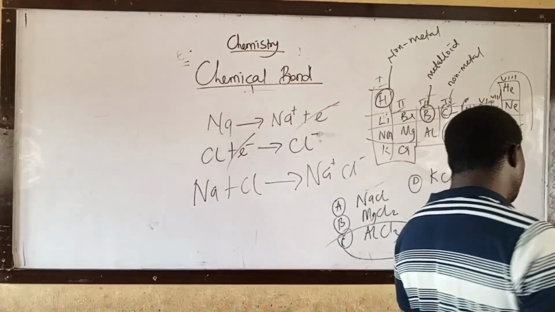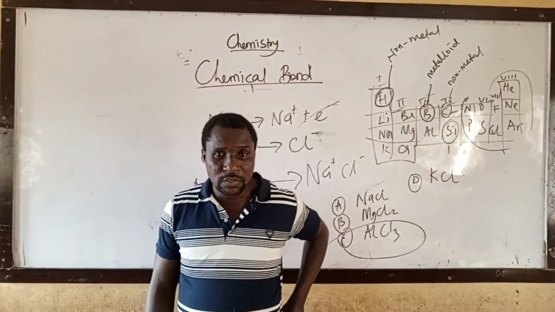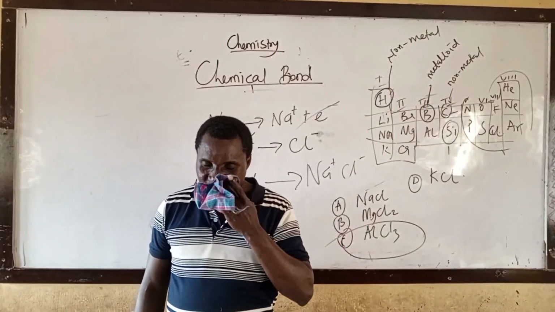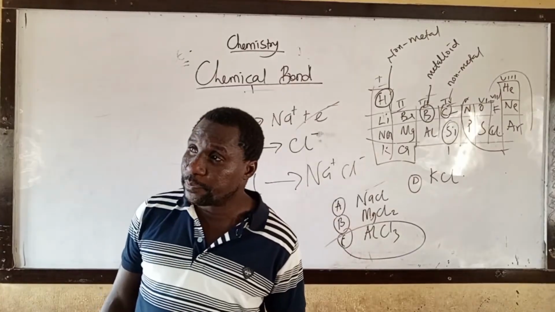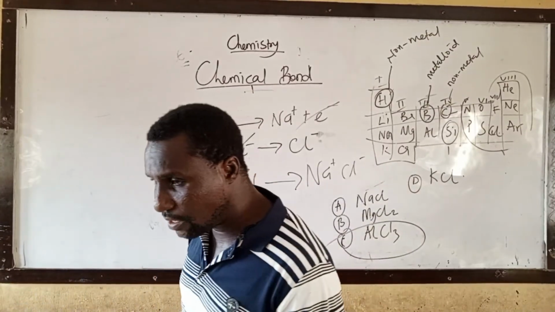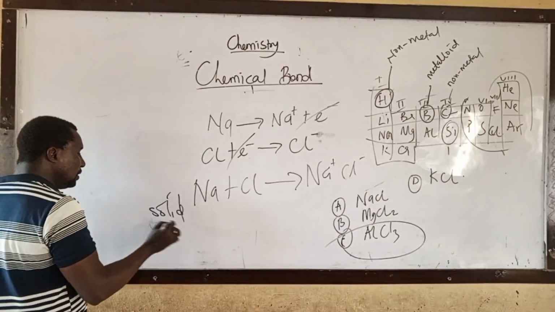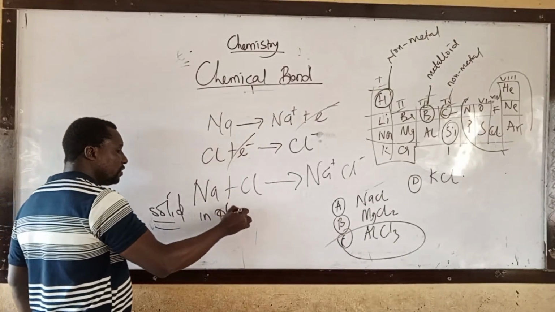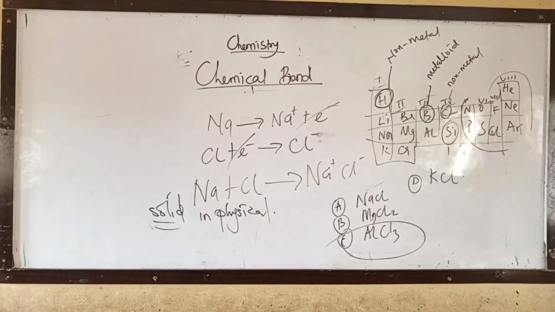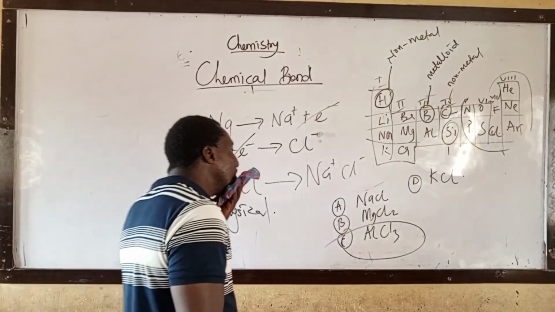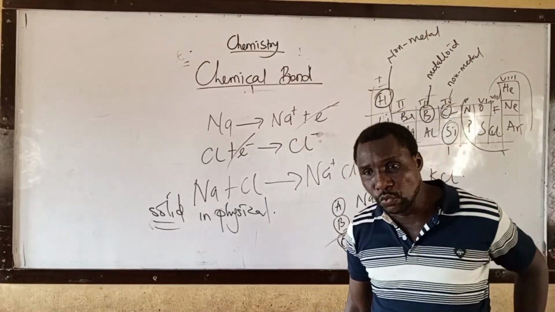Characteristics of ionic compound. Number one, they are solid in physical state. They are solid in physical state. They are solid in what? Physical state. Number two.